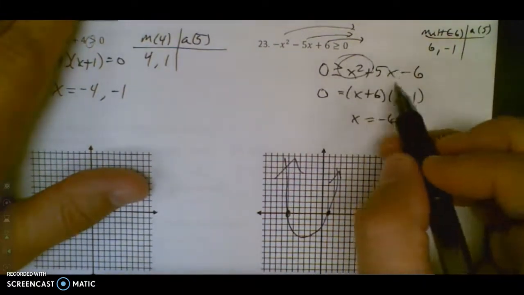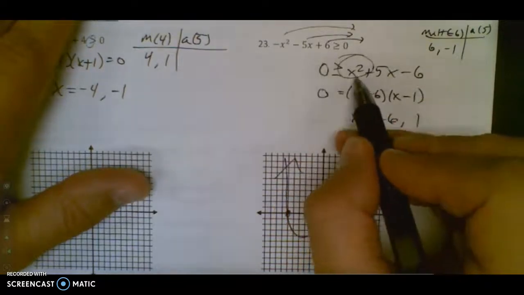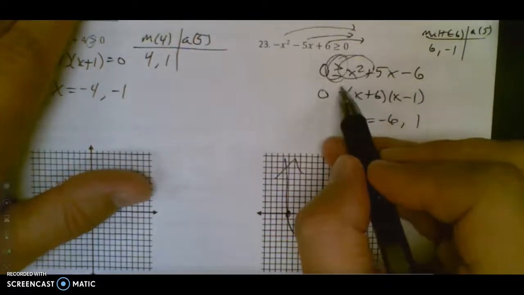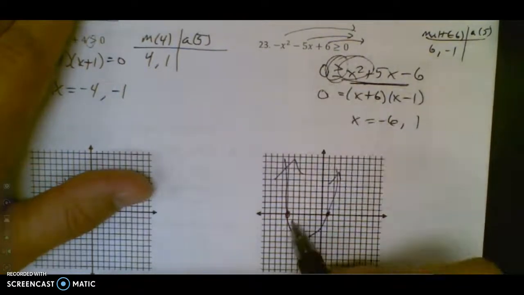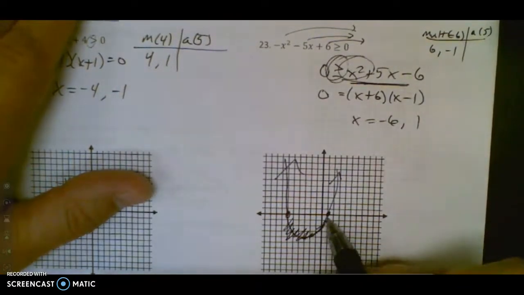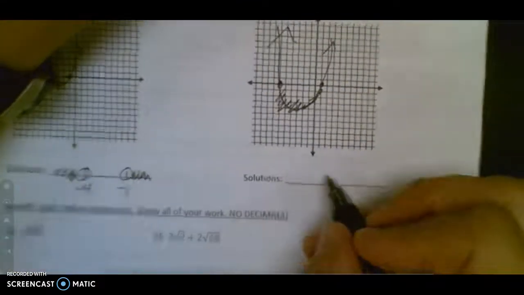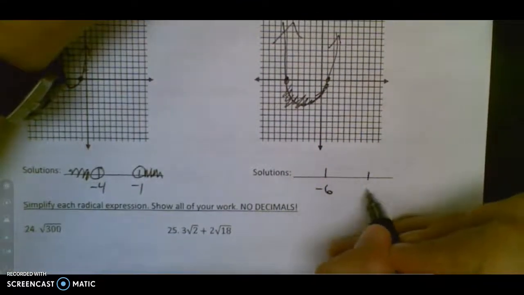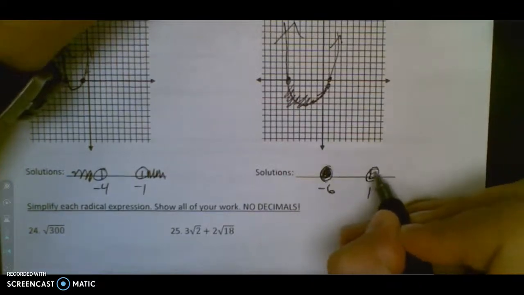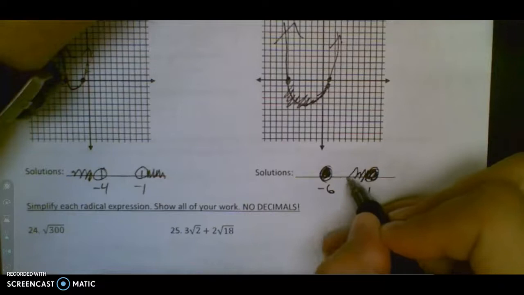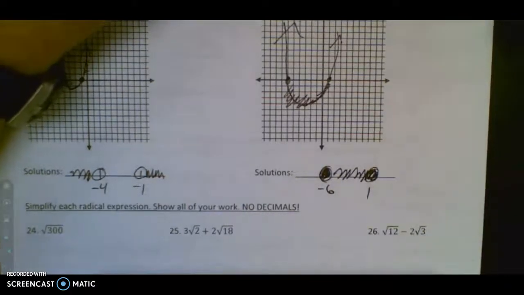What's crazy about this is when I switch sides, do you see how it actually is a less than? My graph is on the small side of the alligator mouth. So I actually want all this stuff below. So I want all the numbers between negative 6 and 1, closed circle, and I want the in-between stuff. So it's kind of like those last problems.